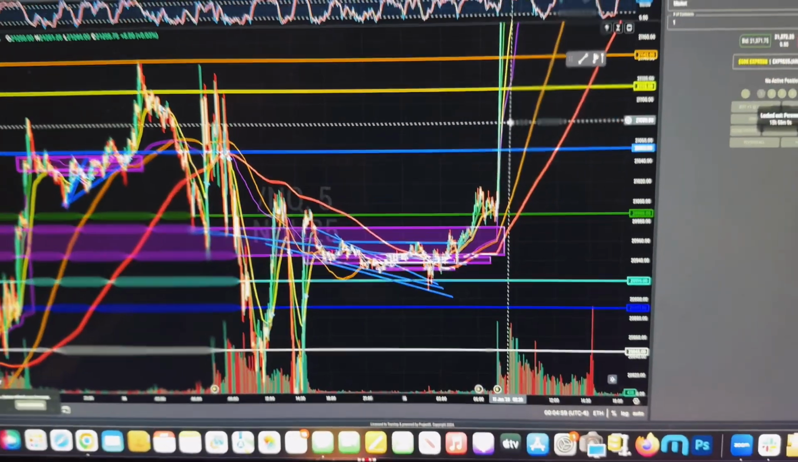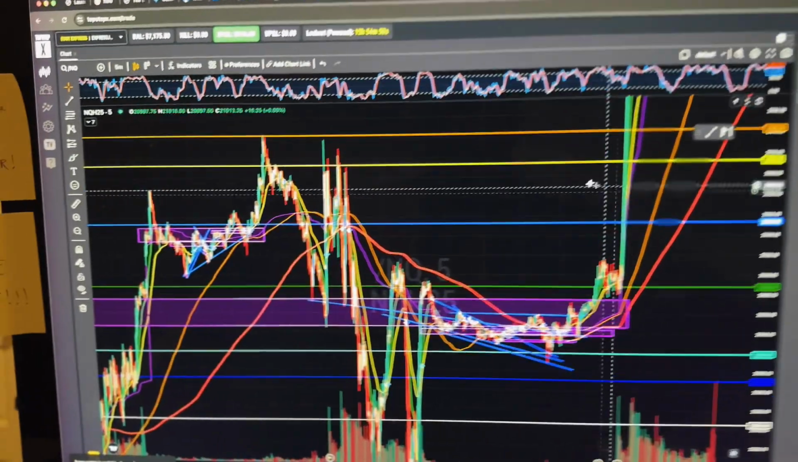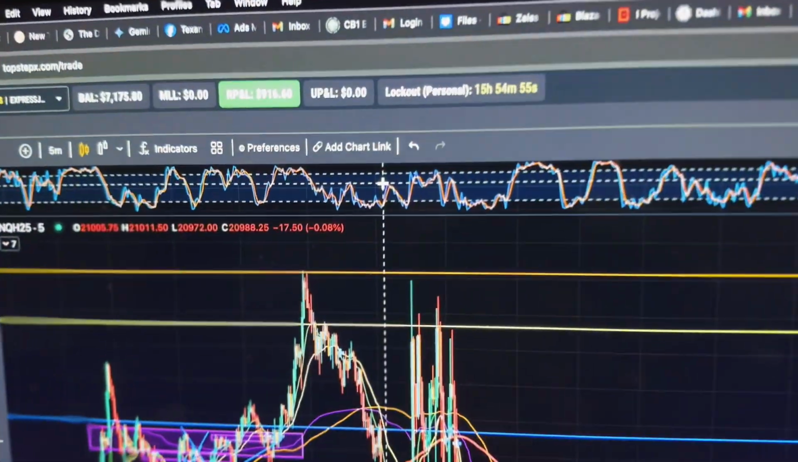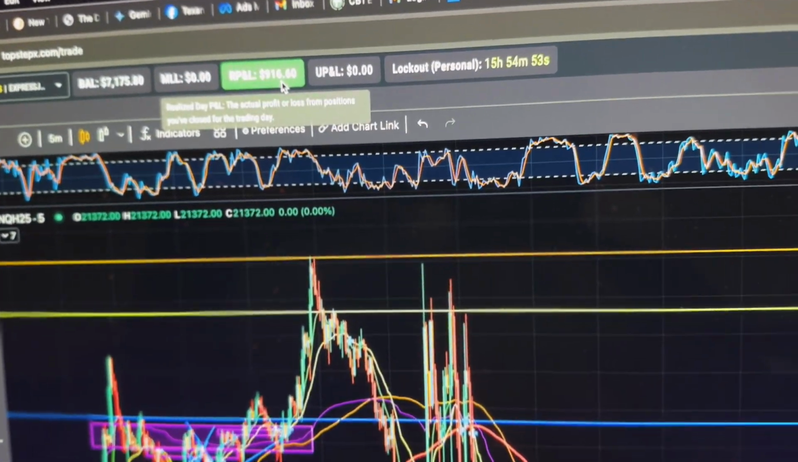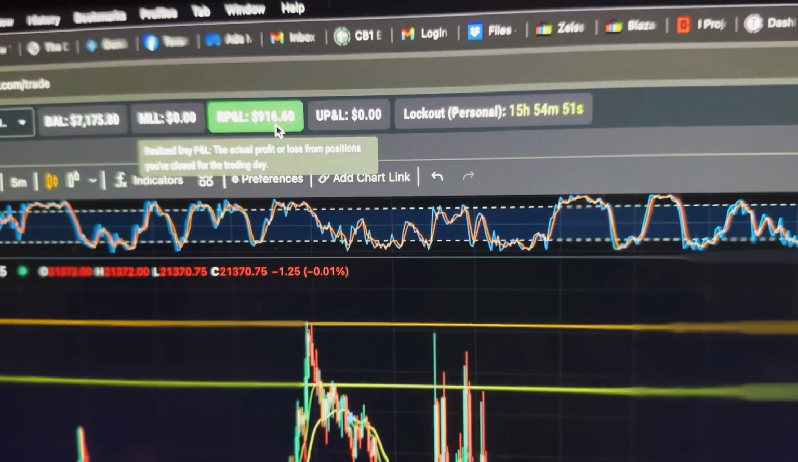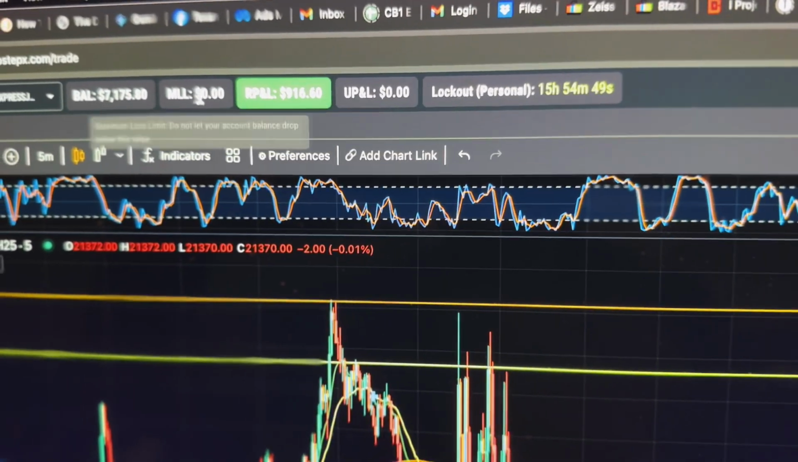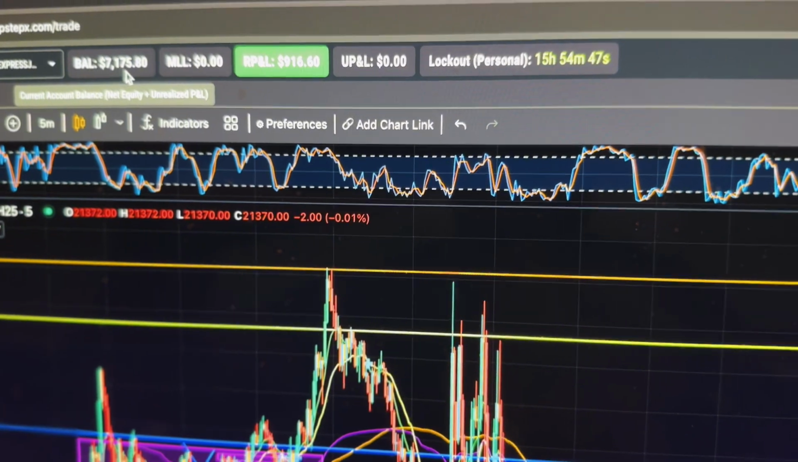So I'm in my Topstep account still. Zoom down a little bit. If you can see here, I made $916. Right, so my total balance right now is $7,175.